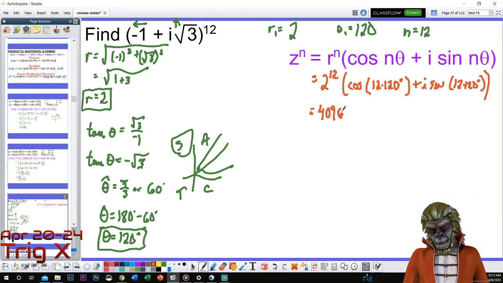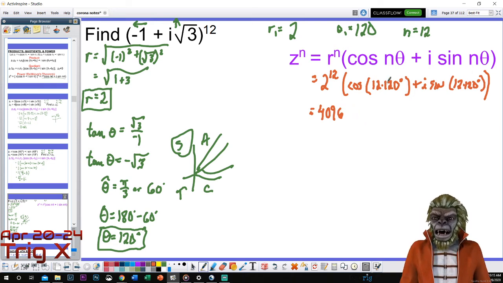And then cosine, oh my goodness, this is a huge number. What is this? This is the cosine of, I have no idea. So let's multiply these on the calculator. That's going to give me the cosine of 1440. Whew, that's a big number. Plus I sine of the same thing.